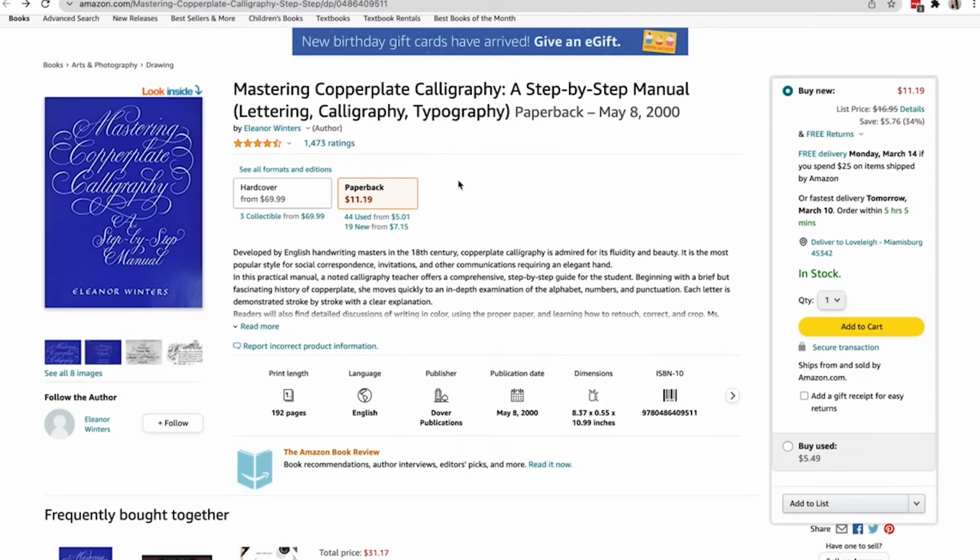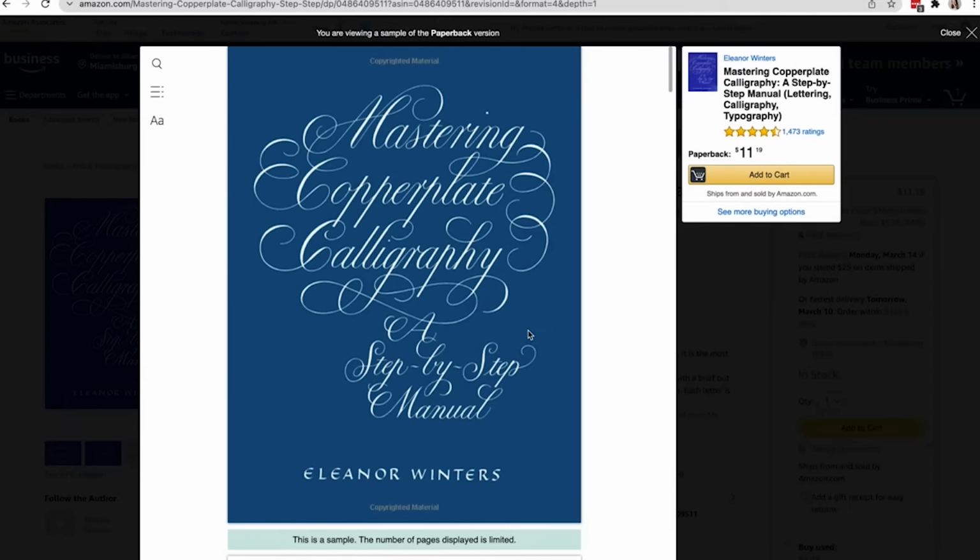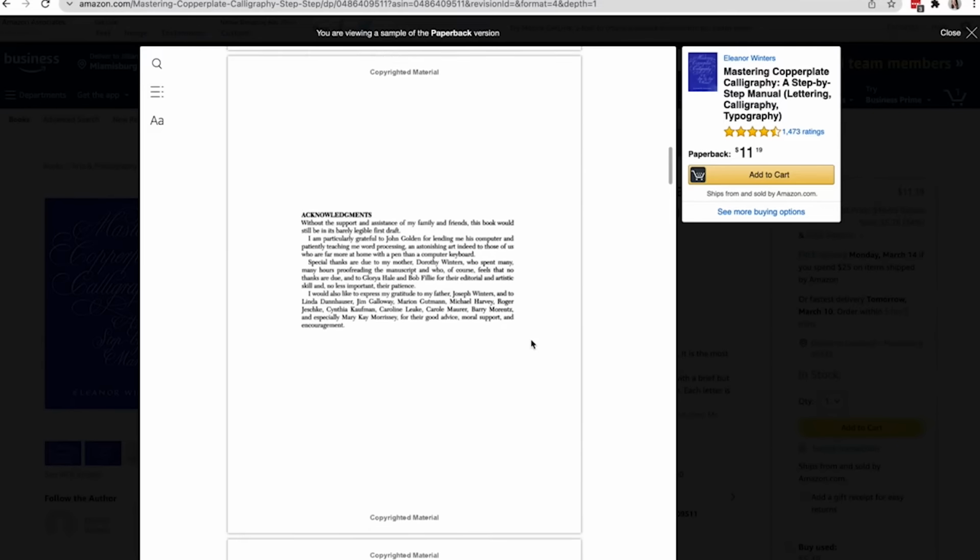The next resource is more modern. This is Mastering Copperplate by Eleanor Winters, originally from 1989. I just want to show you here what's available on the Amazon preview.